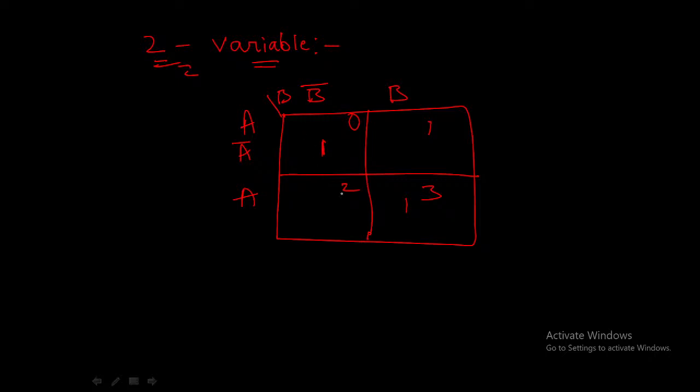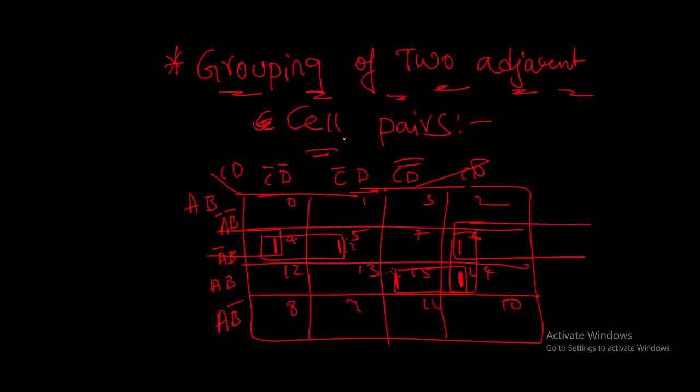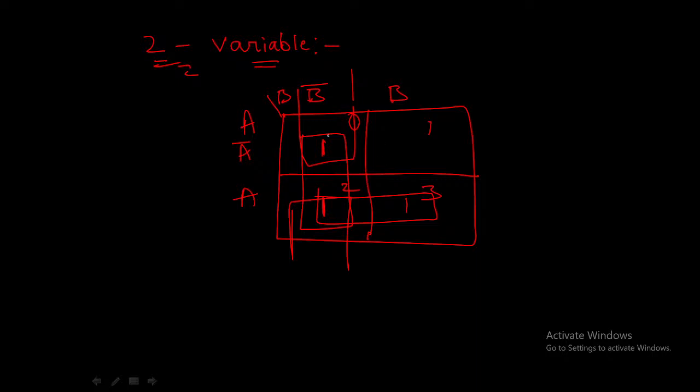You cannot group them crosswise. In a cross fashion, you cannot group them. But what if we have a minterm here, you can group these 2 minterms. This grouping is possible, and you can also group these 2 minterms. And you can also group like this, adjacent corner cells. So this is about grouping of 2 adjacent cells. Here we are grouping only 2 adjacent cells.